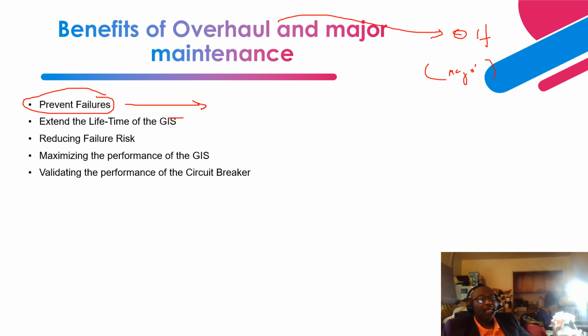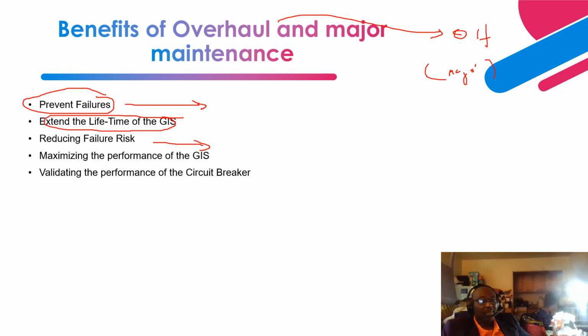Then you want to extend the life cycle of the GIS. Once you implement the required maintenance as per the OEM, every GIS manufacturer specifies its required maintenance, inspections, and testing that has to be done on its GIS. So it is very important that you pay attention to the recommended maintenance required by the OEM of your GIS.